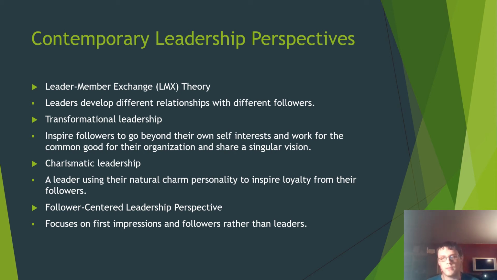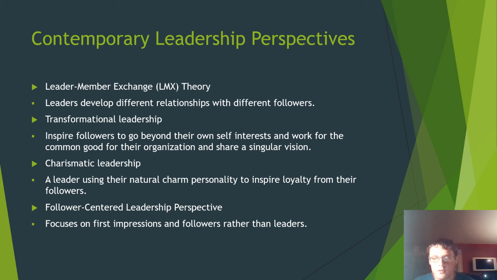Basically, there's a group surrounded by people you trust, like a bubble, surrounded by those that you don't trust. You could end up with a bunch of yes men, or people that actually do have your best interest at heart. Next is transformational leadership, which inspires followers to go beyond their self-interest and work for the common good of their organization and share a singular vision.